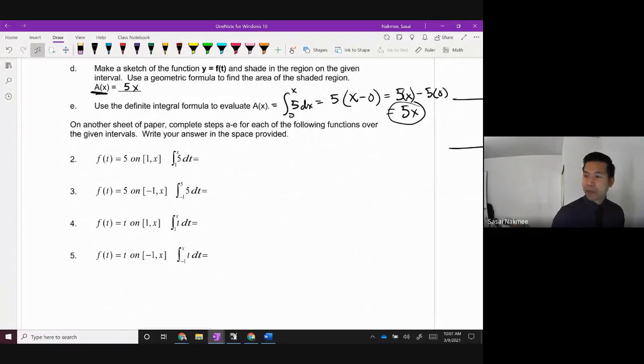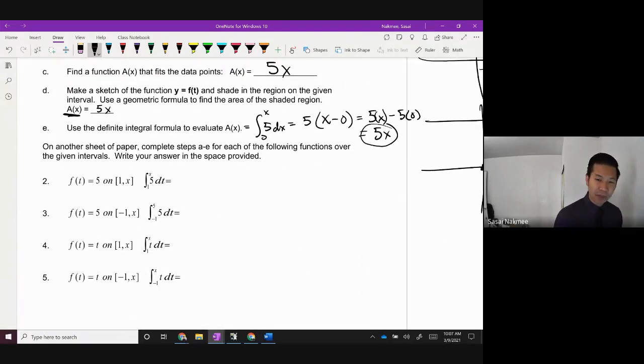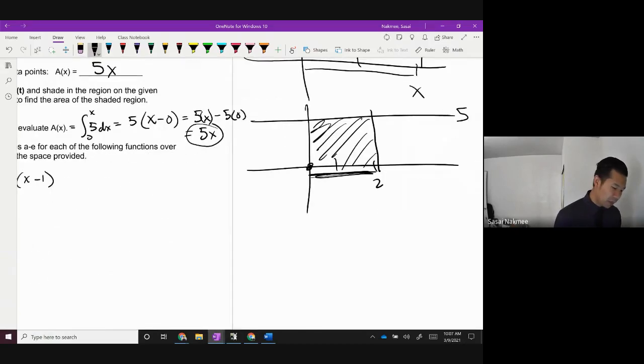Here's where I'm trying to go with this. Okay? The integral from 1 to x of 5 dt. And let's say we didn't start at 0. Let's say we started at 1 instead. That's going to be equal to 5, which is the height of your function, okay? Times x minus 1, right? Wherever your x ends up at, and then your starting point was at 1.